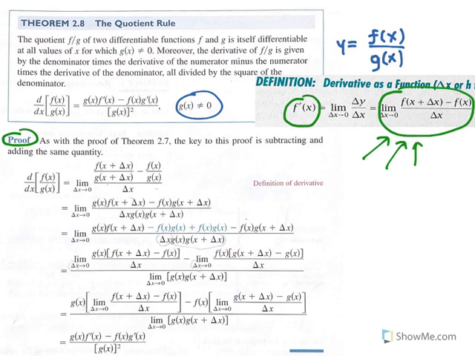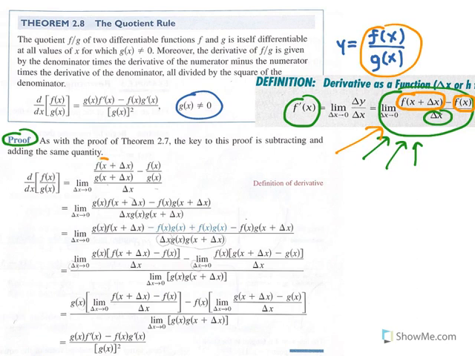Our function is f of x divided by g of x. And this definition states that when you're forming the difference quotient, you must, in the numerator, have the difference of the function evaluated at x plus delta x and the function evaluated at x. And in the denominator, you must have delta x.